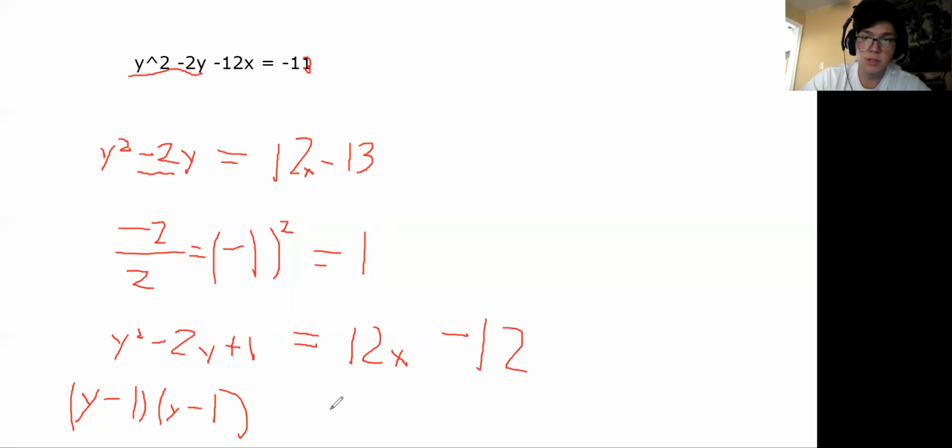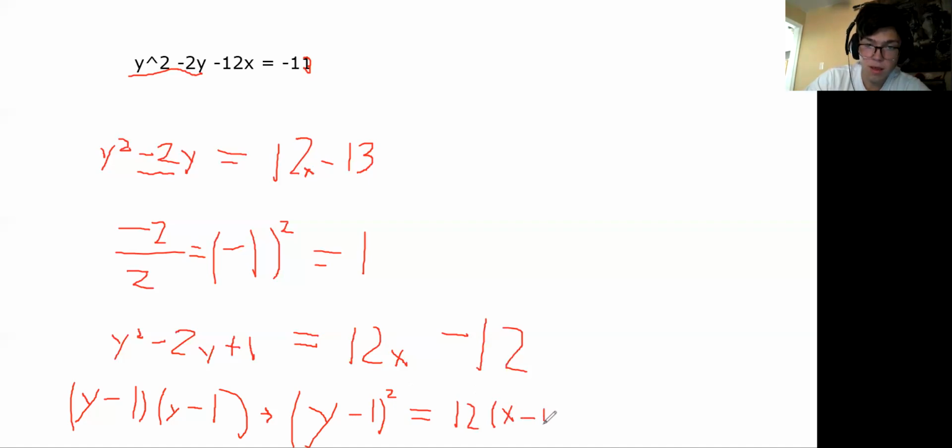Two times two is the same thing as 2 squared. It's kind of that idea. So I'm going to rewrite this as y minus 1 quantity squared. Boom. Is equal to, so we got a 12 here and a 12 here, so I'm going to factor that out, and we're going to get 12 times x minus 1.